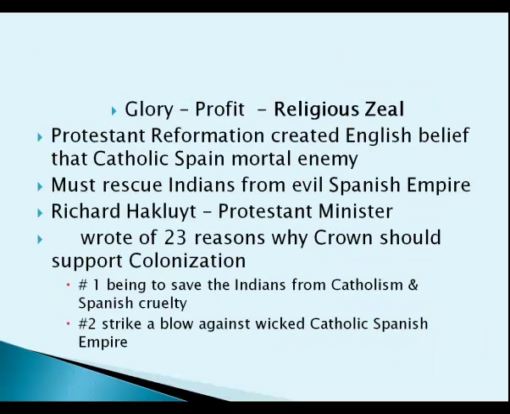Glory, profit, religious zeal. The Protestant Reformation created in the English people the belief that the Catholic Spain was their mortal enemy, and we must rescue the Indians from the evil Spanish Empire. And a Protestant minister named Richard, I'm going to murder his last name, Hakluyt, gave a sermon and wrote out 23 different reasons why the Crown should support colonization in the New World. And number 1 being to save the Indians from Catholicism and the Spanish cruelty. And if we do that, we would strike a blow against the wicked Catholic Spanish Empire. The Spanish Catholics and the Protestant English are going to become deadly enemies, and they're going to commit atrocious crimes on each other and their people's bodies in the name of their religion.